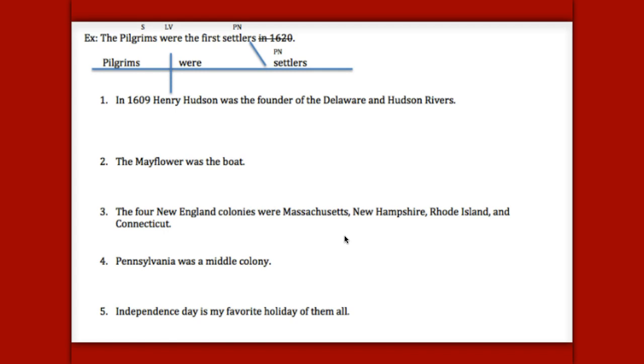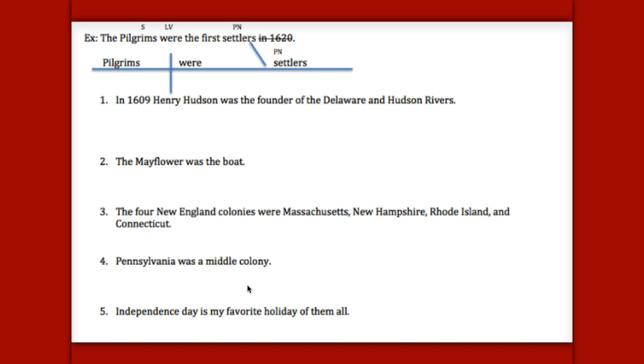First thing we do in our example is cross out that in 1620, that prepositional phrase. We locate our subject, pilgrims. We locate our helping verb, were, and then we look for another noun or pronoun that renames the subject. In this case, it is settlers. First is an adjective describing settlers. Which settlers? The first settlers. Now, you're going to have to draw your own lines in here, but it should be pretty easy.